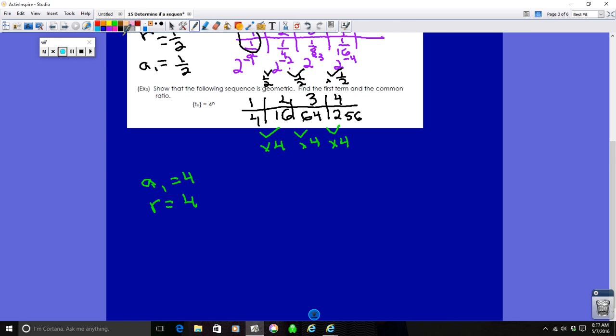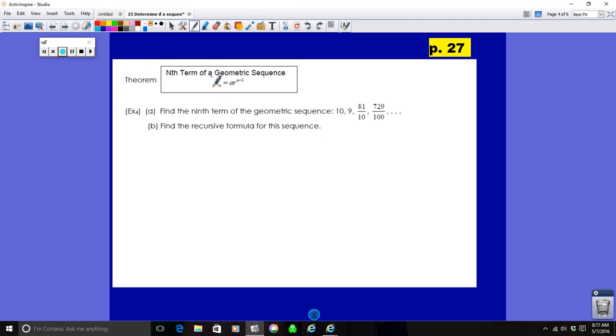So flip your packet over to page 27, and we are now introducing the nth term of a geometric sequence right here. A of n equals a times r to the n minus 1 power. So that's what we do. That is the explicit formula for a geometric sequence. It is the one that is on your formula sheet that you got. It's a half sheet of paper. If you were absent the day I handed that out, just copy the formulas down from somebody who's around you when you have time.